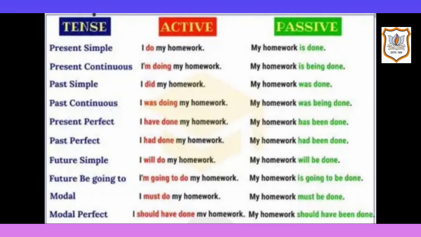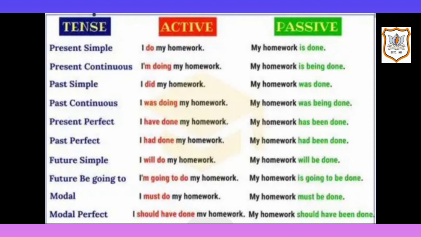Then when we discuss past simple, it will be I did my homework. And it will change like my homework was done. Then past continuous tense. I was doing my homework. So it will change like my homework was being done. The next is present perfect tense. I have done my homework. It will change like my homework has been done. Then we discuss past perfect tense. I had done my homework. So it will be my homework had been done.